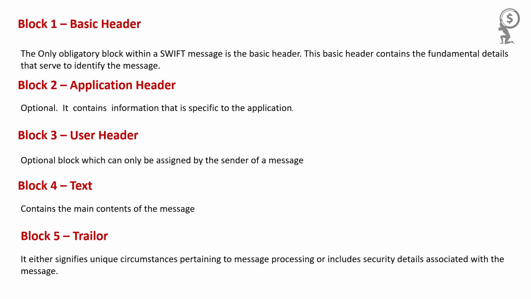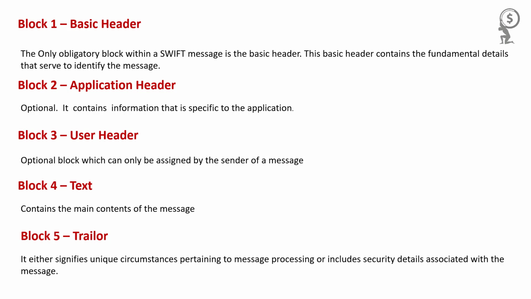Later on, we will explain that each message has a name, like the MT103, the very famous one. This 103, you can find it in block number 2. You can find as well if the message is an incoming or an outgoing message. Block number 3, I can tell you that it can only be assigned by the sender, but you don't know the content of this block. And block number 5 as well, I can tell you it includes security details associated with the message. So it's better to explain those 3 blocks when it comes to a real-life example.